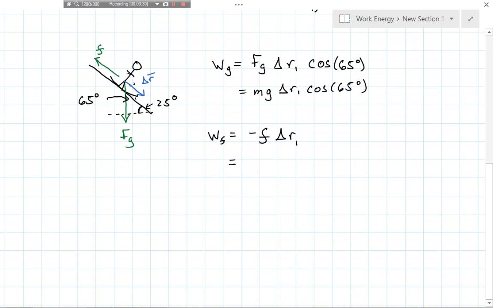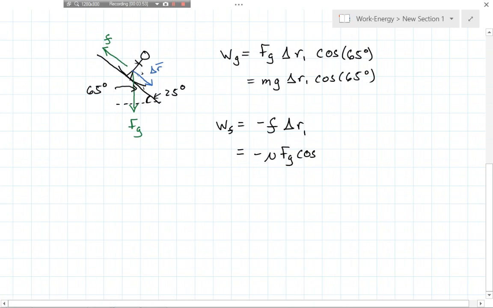So the frictional force, remember, this is minus mu times the normal force. The normal force is going to cancel the gravitational force that points downwards against the slope, perpendicular to the slope, right? So this is the force due to gravity times cosine of the angle of the ramp, which is cosine of 25 degrees. So this whole thing here is just the frictional force, right? It's mu mg cosine of 25 degrees. And we're going to multiply this by the displacement.